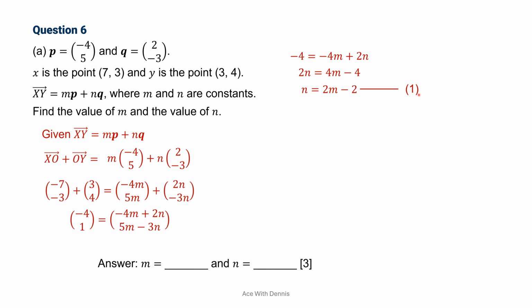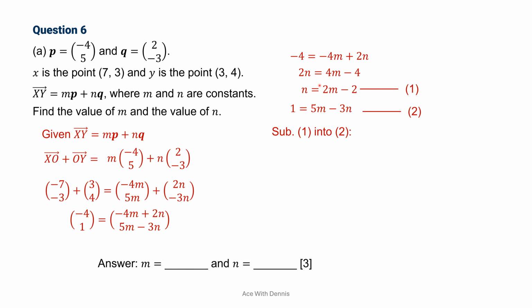I will label this as my first equation. Remember, we need to find two unknowns here, so we need two equations. Then we solve the simultaneous equations. So the next equation will be the y direction. 1 equals 5m minus 3n. I will label this as equation number 2.